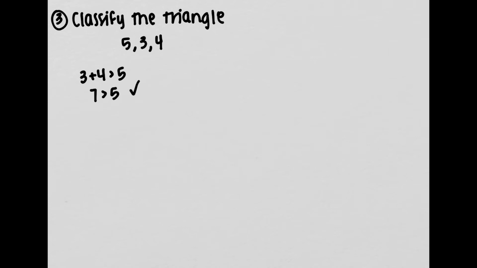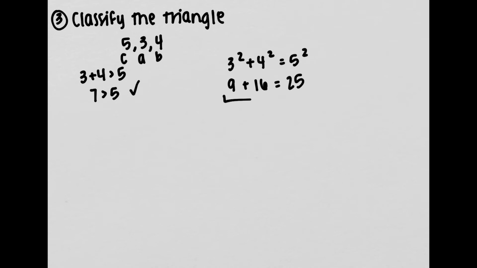Now, 5 was my longest side, so that's C. And that means that 3 and 4 are A and B. It doesn't matter which. So 3 squared plus 4 squared is equal to 5 squared. 3 squared is 9 plus 4 squared is 16, and then it's equal to 5 squared, which is 25. I combine my left side, 9 plus 16, to get 25 is equal to 25. Here, both sides are equal to each other, so that tells you this is a right triangle.